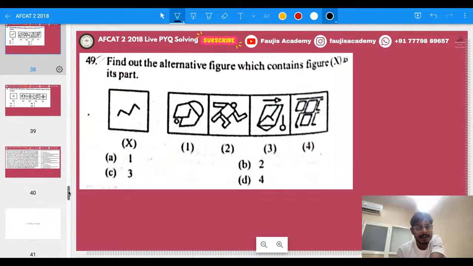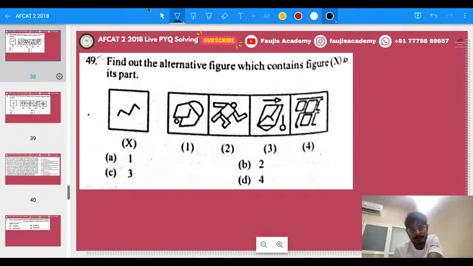Okay. 49. What do you guys think about 49? Embedded figures, guys. Nowadays, they have stopped asking syllogism in AFCAT. Earlier, they used to ask. Even if they ask you, it won't have more than 2 or 3 statements. So it will be easy only. You don't have to worry.